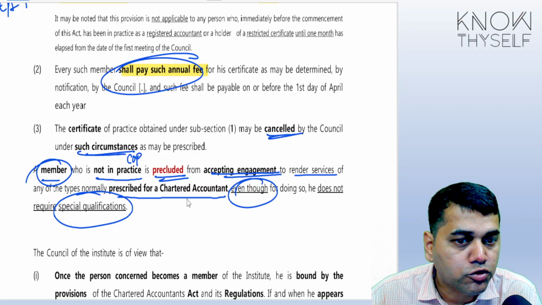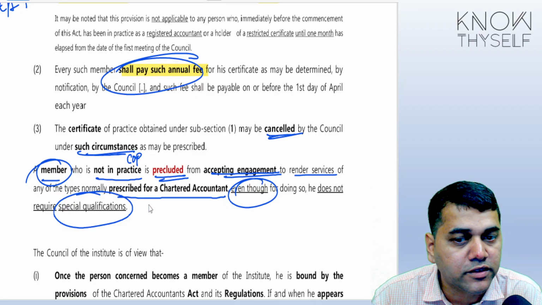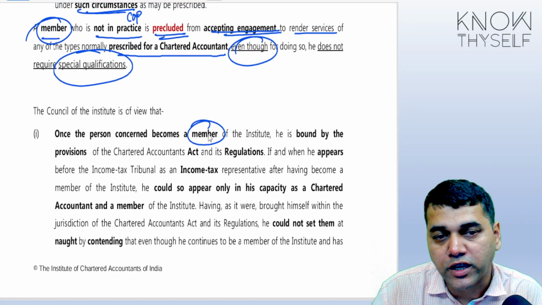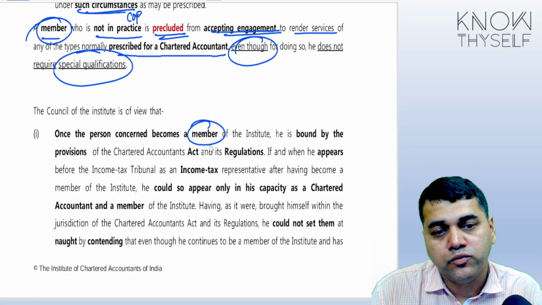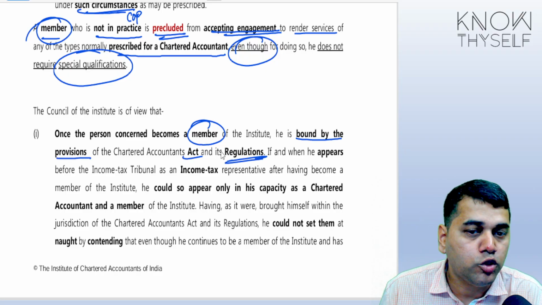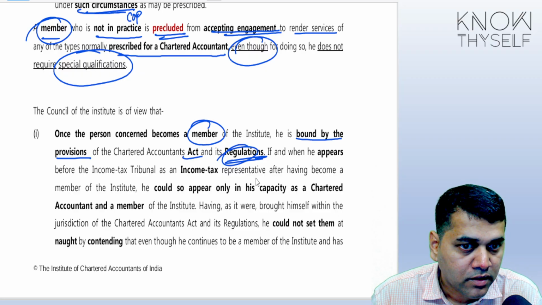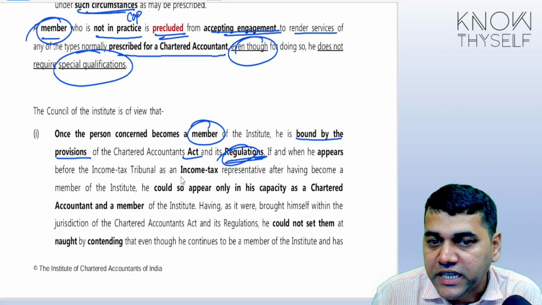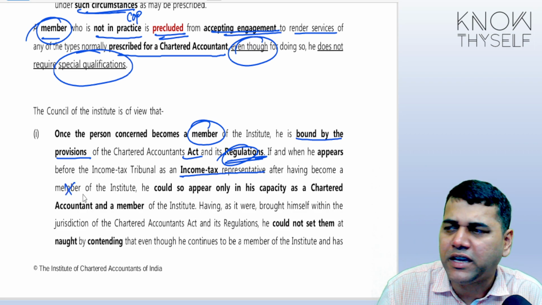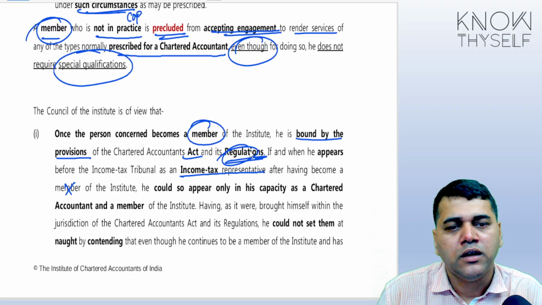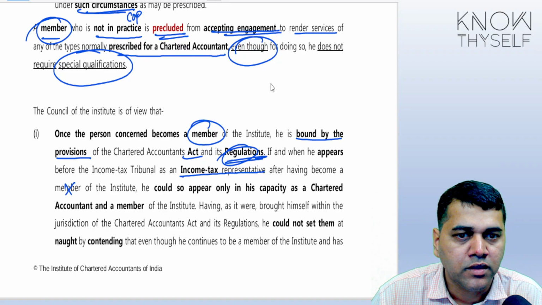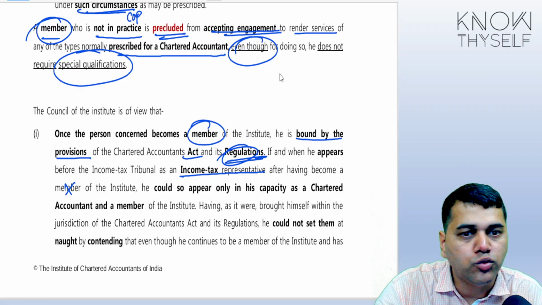Here they tell you that you should not be doing it, even though it doesn't require a qualification. So what the ICA Council says is, once a person becomes a member, because you cannot hold a COP unless you become a member, once you become a member, you are bound by the provisions of the CA Act and the regulations. That means you should listen to us. If he is not a member, we cannot go and stop them, because who are we to tell you to listen to our regulations? Because ICA regulations are meant only for their members. So your parent can tell rules for you, not for your neighbor's kids.